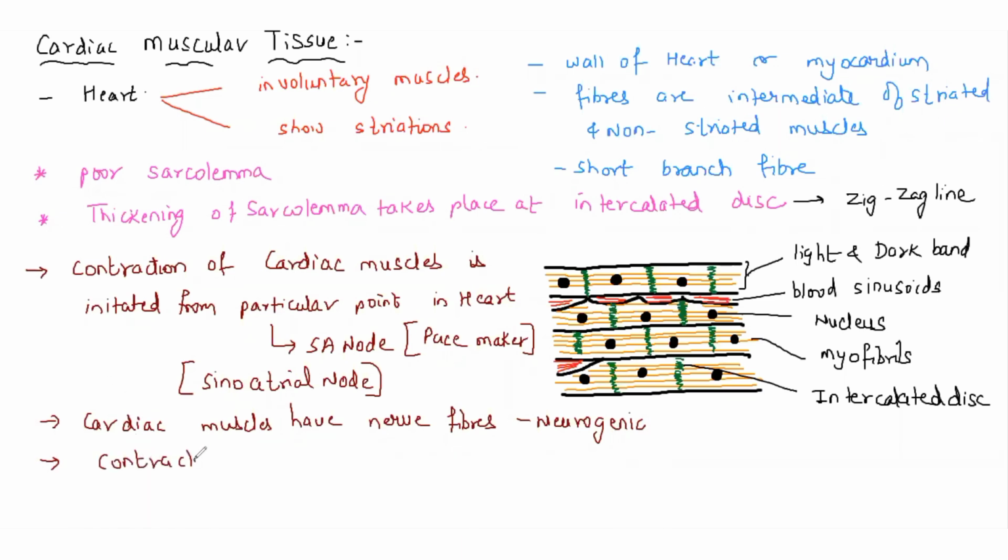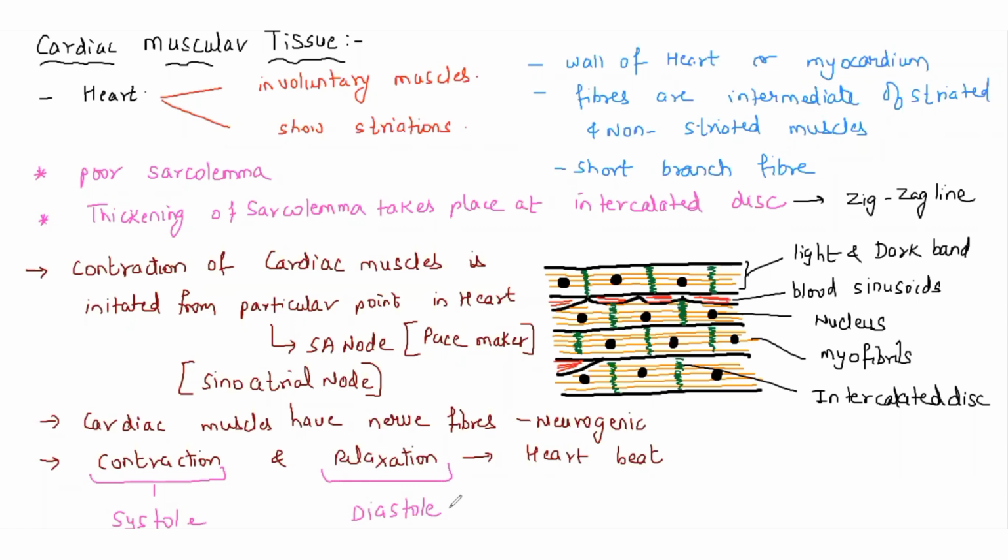One is called contraction of the heart and the other relaxation. This contraction and relaxation of the heart is nothing but the heartbeat. One contraction, one relaxation makes one heartbeat. So contraction of the heart is called systole, and relaxation of the heart is called diastole. One systole and one diastole is going to make one heartbeat. So this is all what you should know about the cardiac muscular tissue.